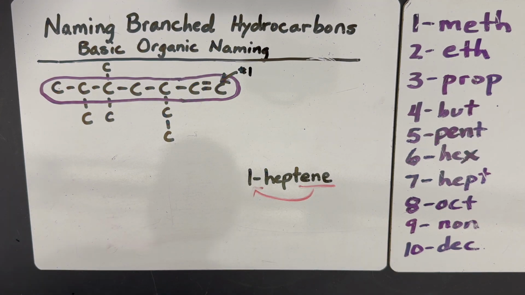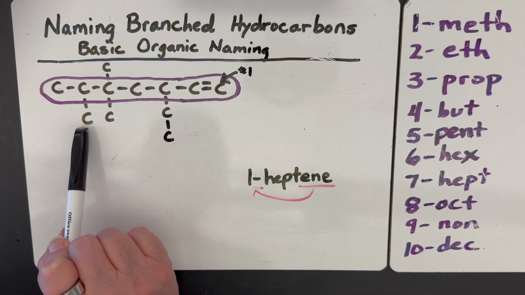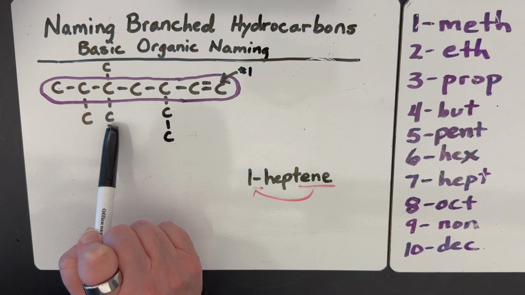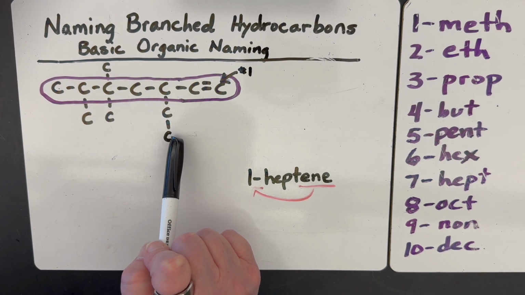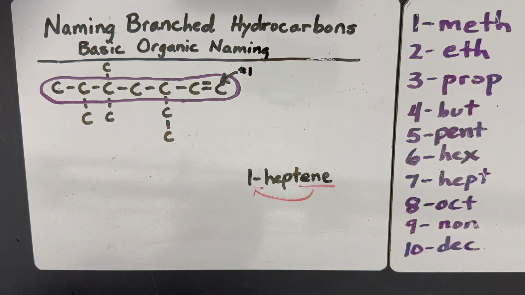Now in front of that, we need to put the names of our side groups. Well, this one is a methyl, this one is a methyl, this one is a methyl, this one is an ethyl because there's 2 of them hanging off. So remember, we do it alphabetically, so ethyl before methyl.